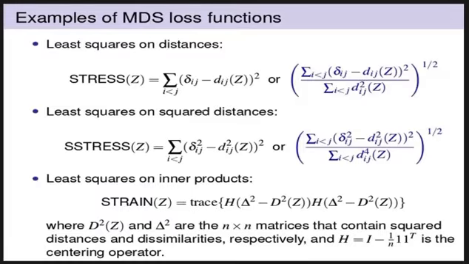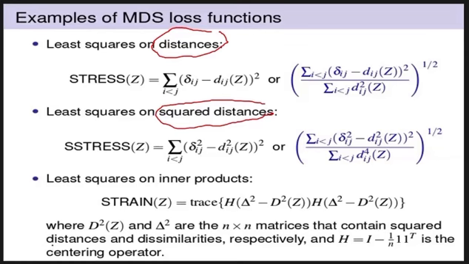Now, let me tell you this. This guy is just the original distance between the objects in the higher dimensional space. While this guy is the Euclidean distance, the distance between objects in the lower dimensional space. And of course, you are trying to minimize the sum of squared distance here. This is where you are only working on distances. You can also work on squared distances when you want to show the effect. So you can use any of these three.